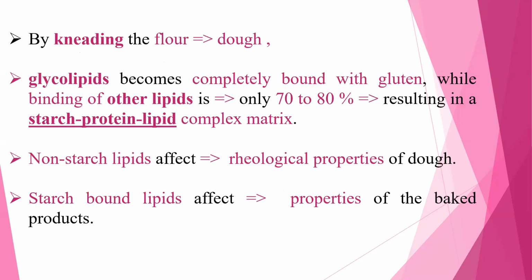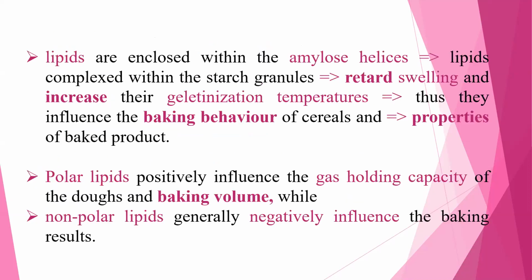By kneading the flour into dough, glycolipids become completely bound with gluten, while binding of other lipids is only 70 to 80%, resulting in a starch protein lipid complex matrix. Non-starch lipids affect rheological properties of the dough, whereas starch-bound lipids affect properties of the baked products.